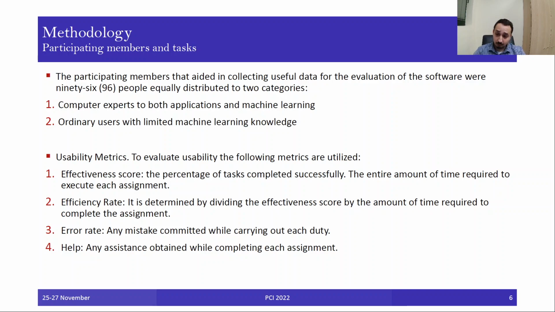Next, we have some usability metrics in order to evaluate the usability of our program. We have the effectiveness score, which is the percentage of tasks completed successfully, meaning the entire amount of time required to execute each assignment. We have the efficiency rate, which is determined by dividing metric 1, the effectiveness score, by the amount of time it required to complete a given assignment. We have the error rate, which is any mistake committed while carrying out each task. And we have metric 4, which records whether the user asked for any assistance while completing each assignment.